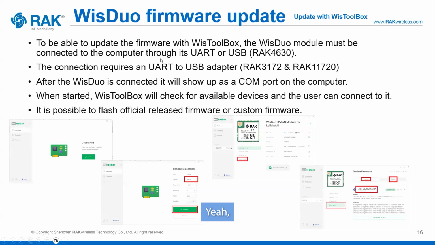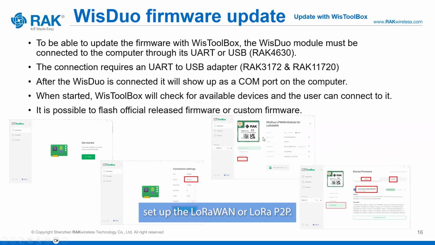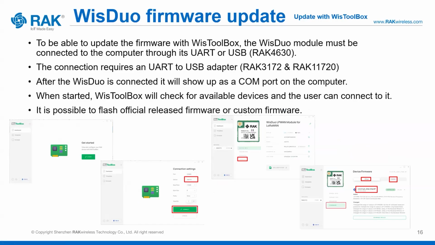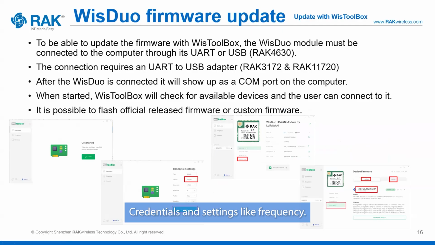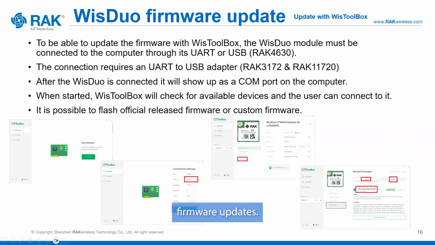Okay, yeah, this is a little bit too small to see. So basically the different steps working with WisToolBox. First one is connecting, selecting the module. Usually this is automatic. Then you have the option to set up the LoRaWAN or LoRa P2P credentials and settings like frequency. And you have the option for the device firmware updates. And you can use them as well for custom firmware updates.